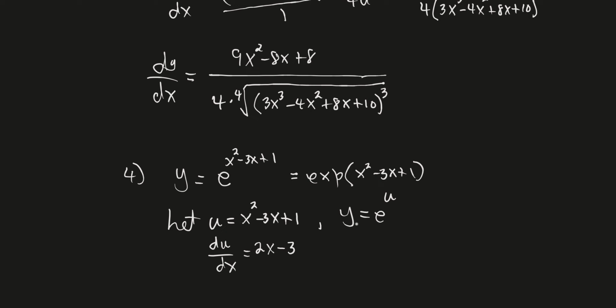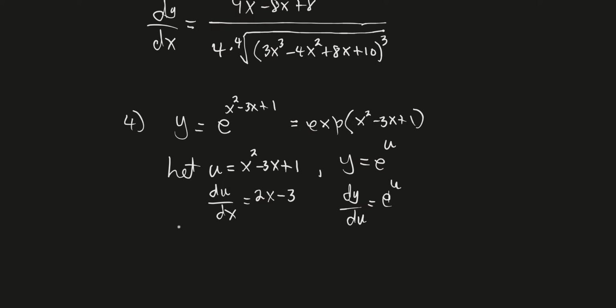And then when I think about my rule for the natural exponential function, if I differentiate y with respect to u, I get back e to the u. Because remember, the derivative of e to the x is the same as e to the x, right? It's its own derivative. So I can differentiate these equations separately. Now I have to put it together and write down what dy dx is for our original function.